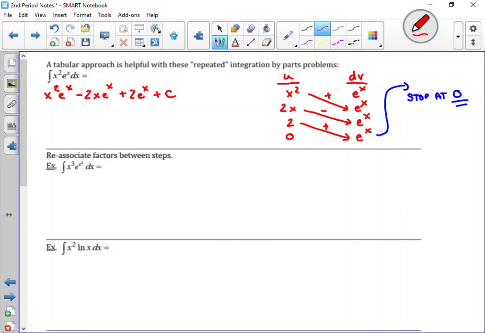Don't do this one yet. We'll talk about this one in a minute. But you can do whichever one you want to for this one. But if you do it by the first way, you're going to have to do 3 of them.